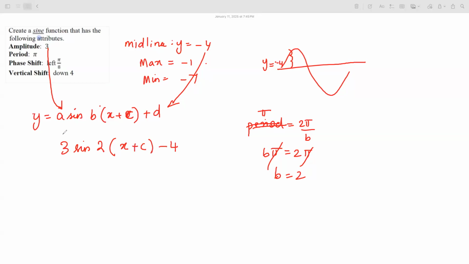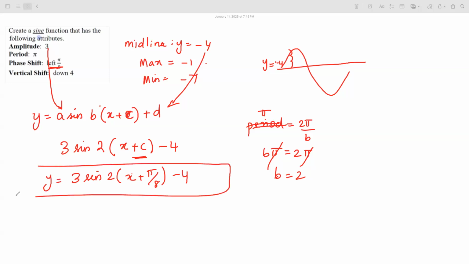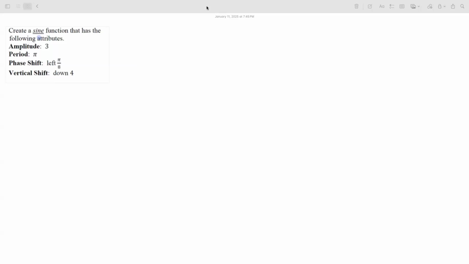What is that c? Left pi by 8 means what happens to c? Plus pi by 8. Yes, left means plus. Make sense? It's not a hard one, provided you understand and get a good hang of it.